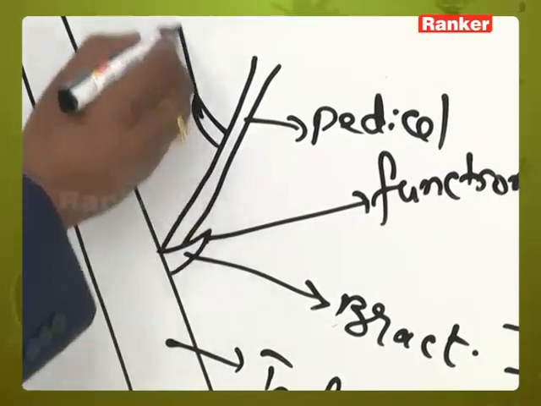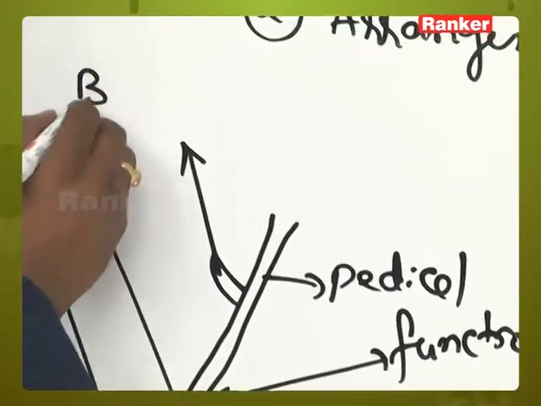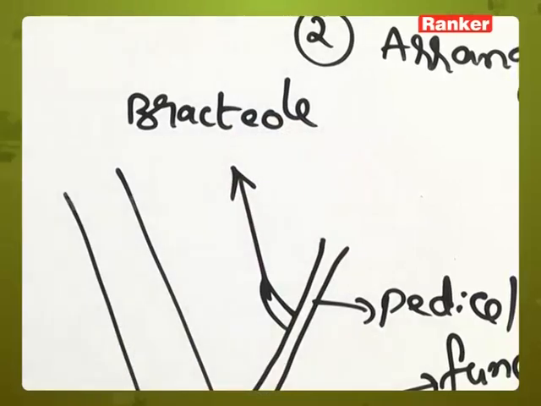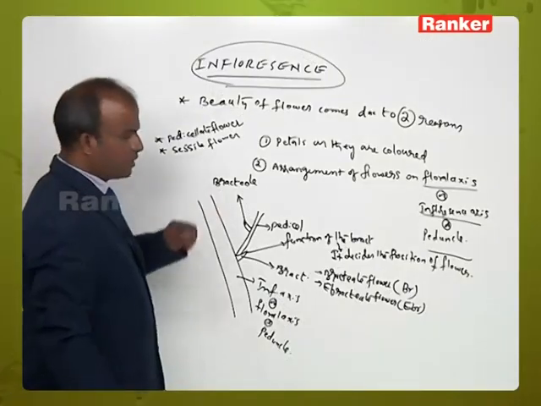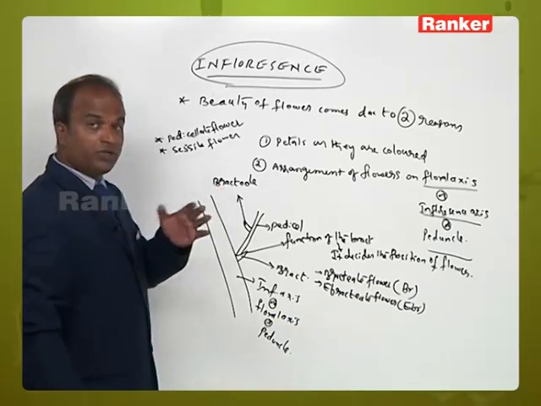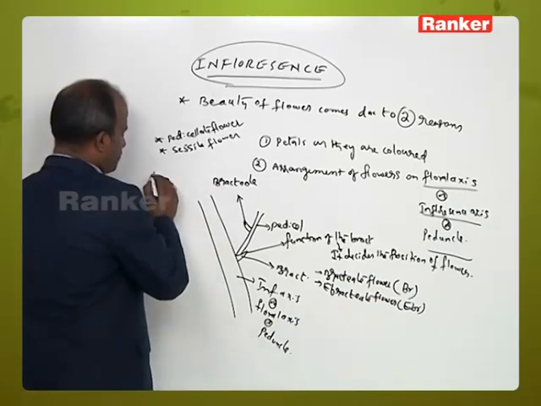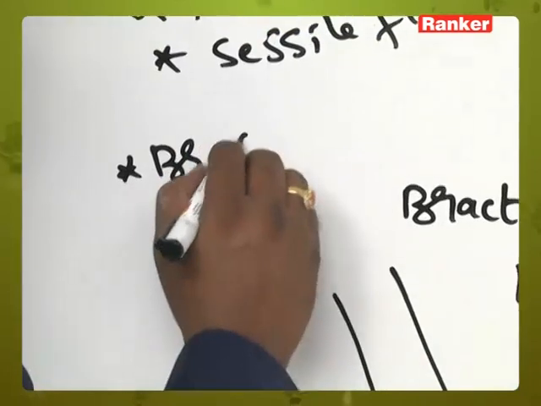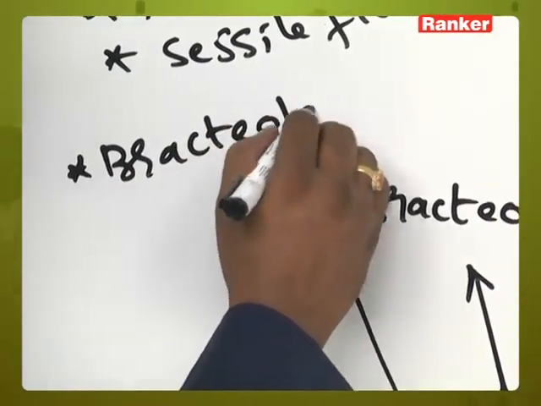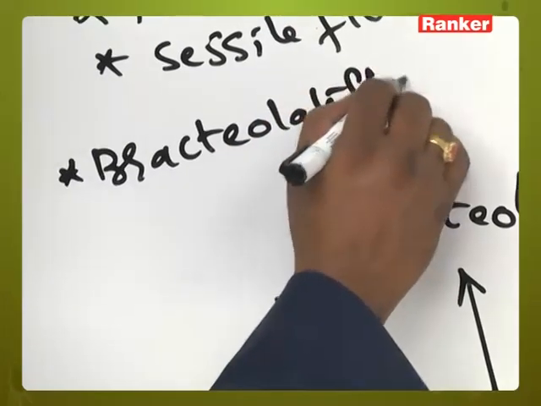On this pedicel, small leaf-like structure is developing, that is nothing but a bracteole. That means if bracteole is present, that type of flower is called as bracteolate flower.